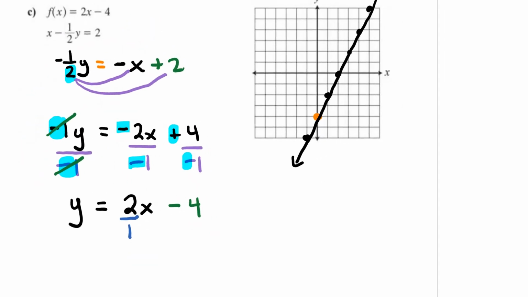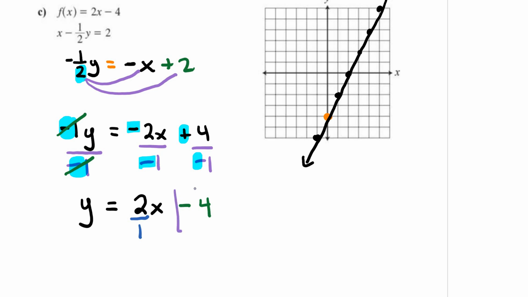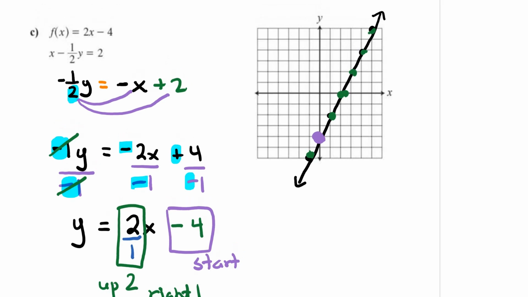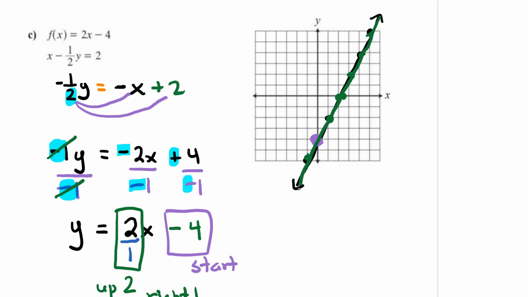Okay, so let's go ahead and graph this. This right here means this is where you start at negative 4. So negative 4 is right there, so let's put a purple dot there. And you'll notice with this question, the slope here, which is 2 over 1, means you go up 2 and right 1. So up 2 over 1, up 2 over 1. And if I go up 2 over 1 from that purple dot, you'll notice that I get the same dots as before, which means it's exactly the same equation.